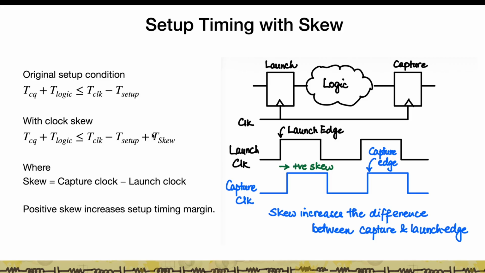Positive skew gives the data path more room. This is why a path with a tight setup slack can sometimes be fixed by adjusting the clock tree, deliberately delaying the capture clock to create a positive skew on that specific path. That technique has a name and we'll come to it shortly.